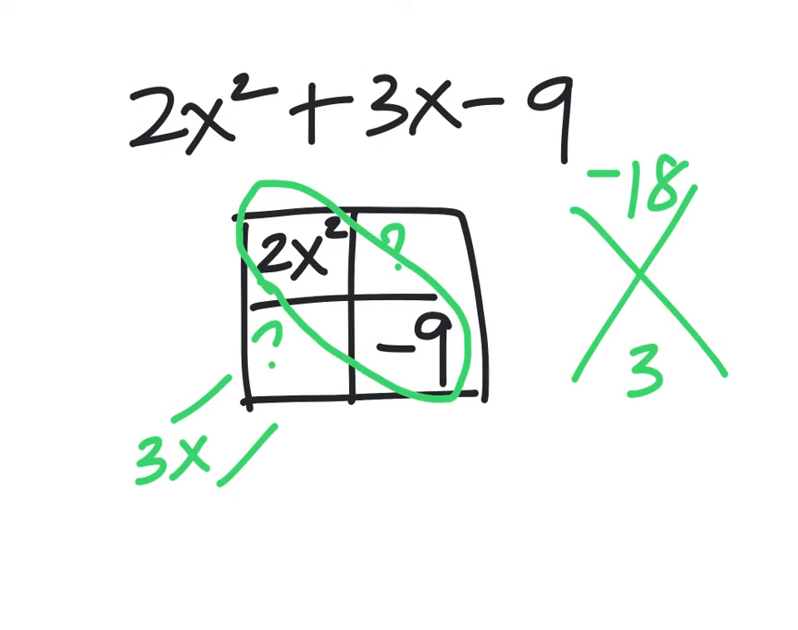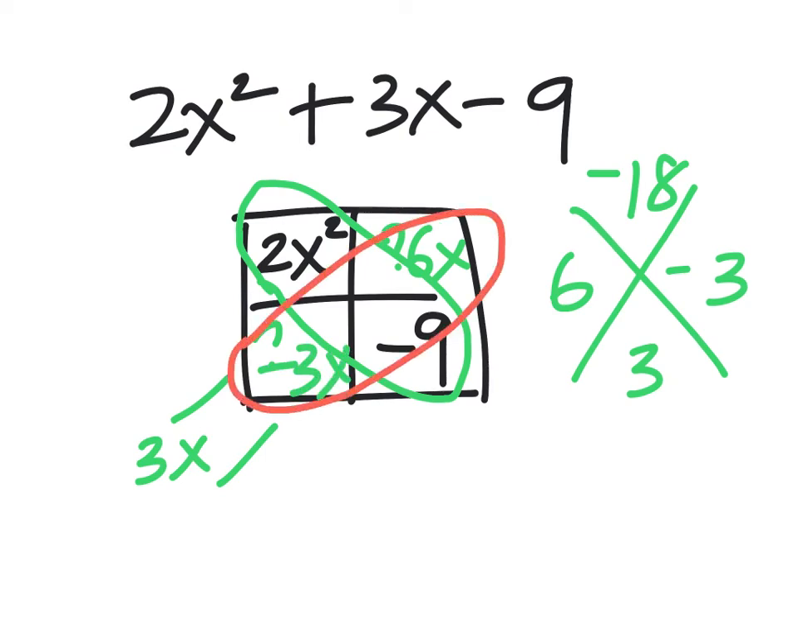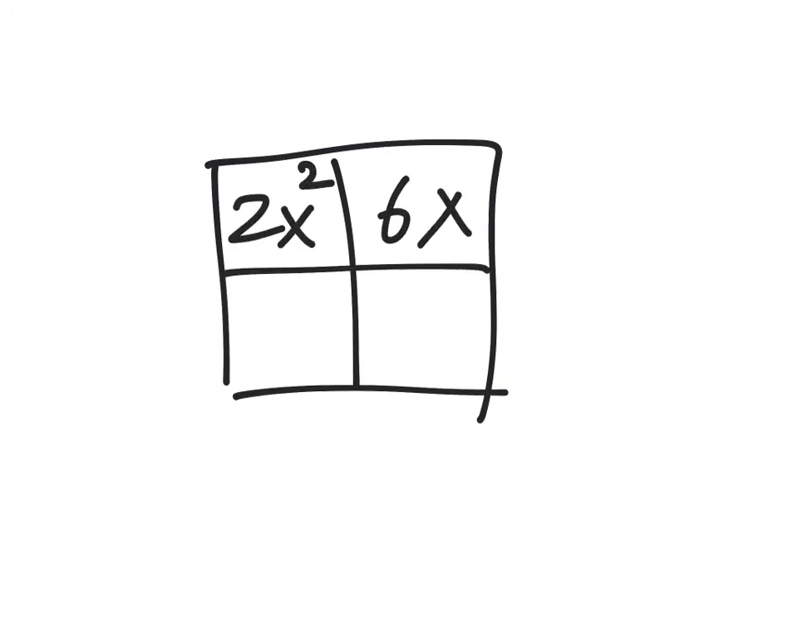Well, I have 6 and -3. So here I'm going to fill in 6x here and -3x here. And notice here that the 6 and -3 multiply to be -18 as well. So now I end up with a generic rectangle all filled in: 2x squared, 6x, -3x, and -9. And now my job is to figure out the dimensions.